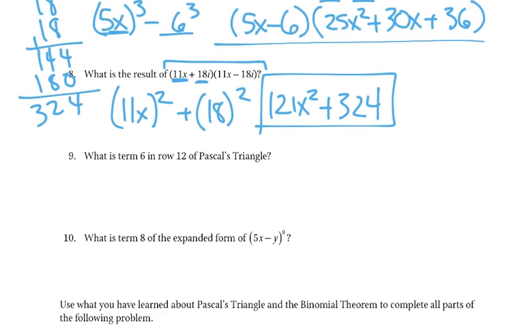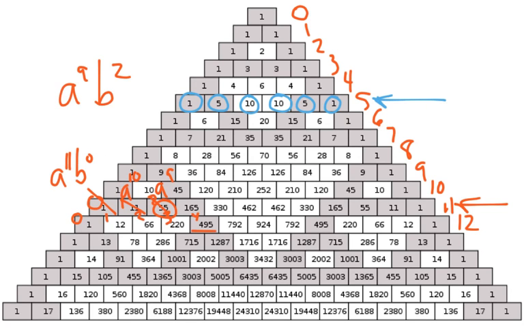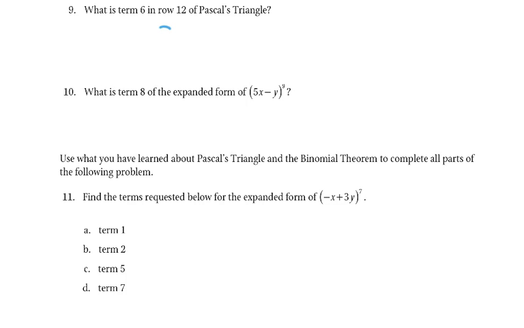Okay. Now number 9, what is term 6 in row 12? Well, row 12 again, then continue to row 6 and 924. Okay. What is the term 8 of the expanded form of this? 5x minus y to the 9th. Okay. So, power to the 9th.